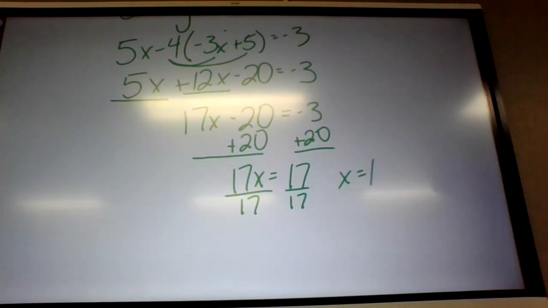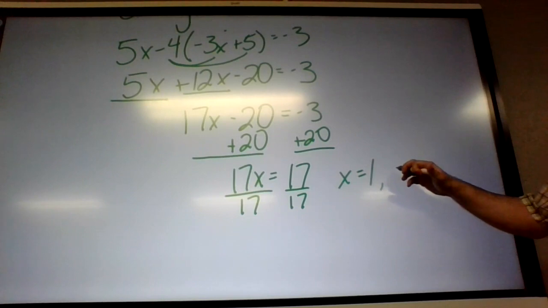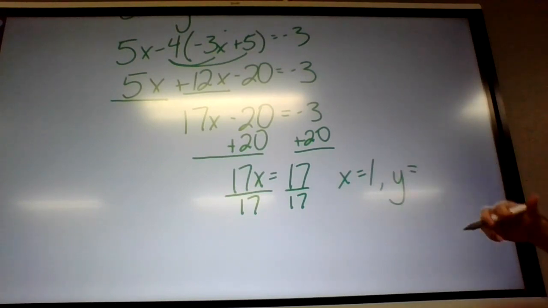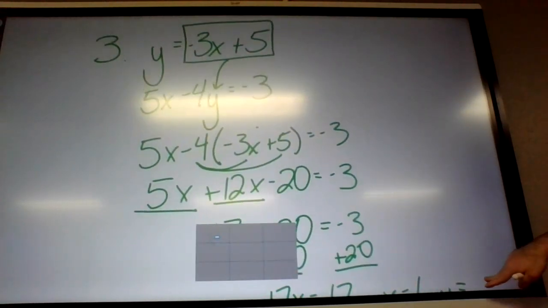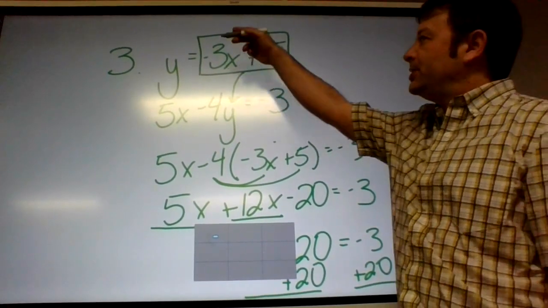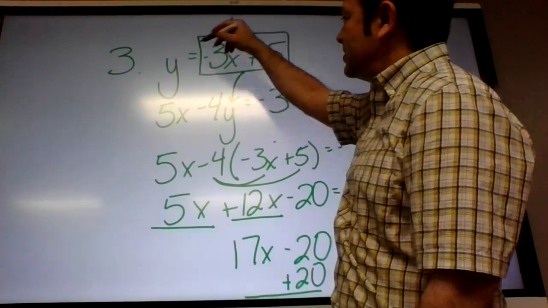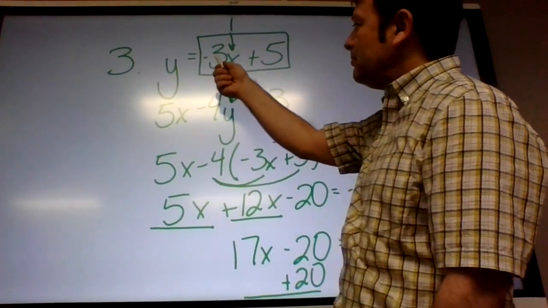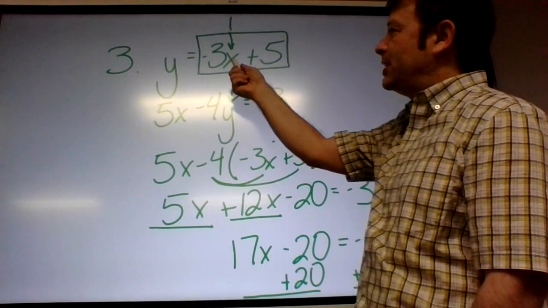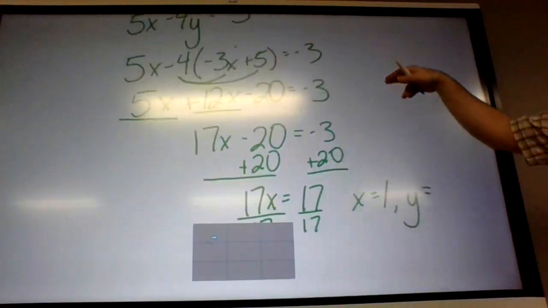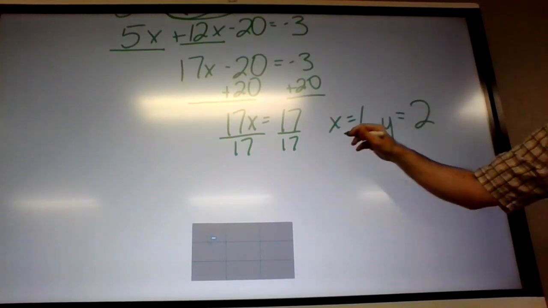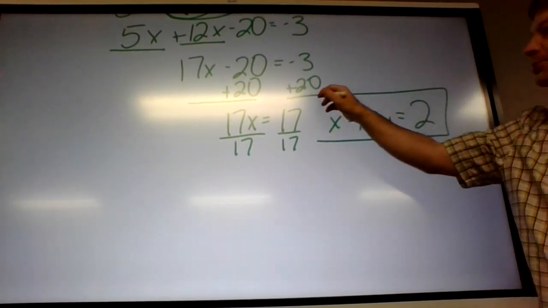X equals 1. Remember, no fractions on today's assignment. Y equals... Okay, this first equation would be the easiest one to plug in 1 because it says y equals blah, blah, blah. Negative 3 times 1 is negative 3 plus 5 is 2. So 1, 2 is the answer.